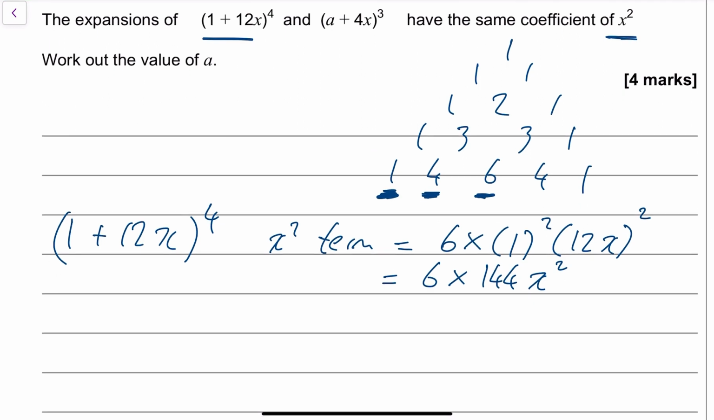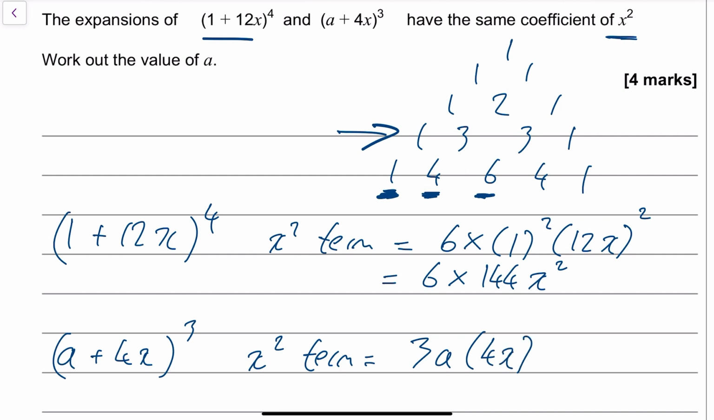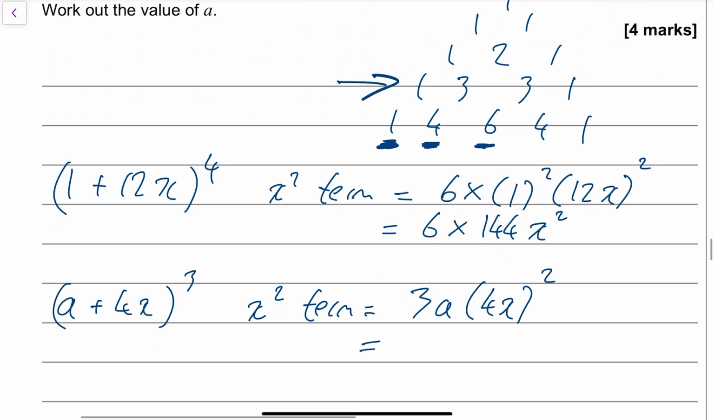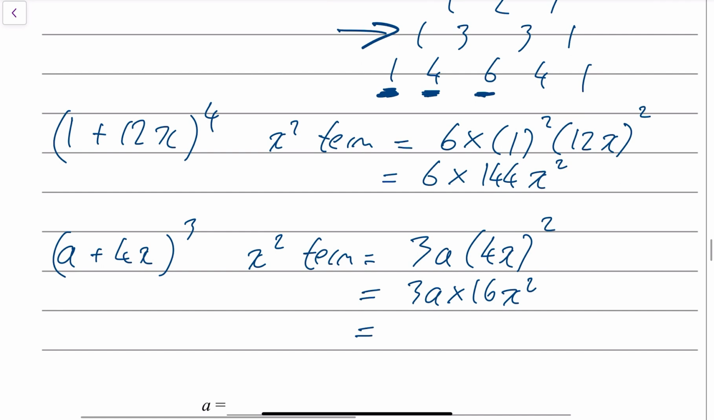Okay, now for the other one, what was it? a plus 4x cubed. For the x squared term, we're looking at this row here, the 1, 3, 3, 1. So my numerical term is going to have a 1 multiplying it. The x term is going to have a 3 multiplying it. The x squared term is going to have a 3 multiplying it as well. So it's going to be 3 times a to the power of 1, so just a, and then times 4x squared. So that works out to be 3a times 16x squared, or whatever that's going to be. You know what, I will leave it like that.